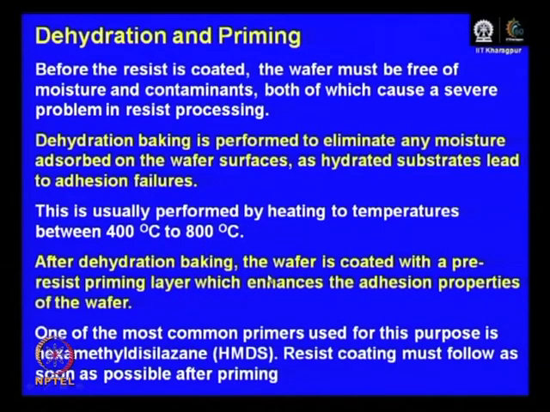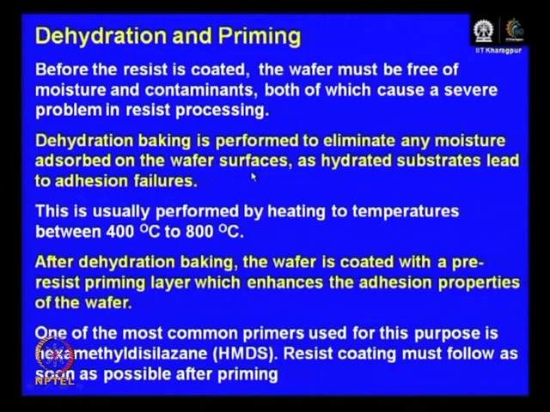After dehydration baking, the wafer is coated with a pre-resist priming layer. This can also be done by spin coating at times. It is not exactly the photoresist, but it is known as a pre-resist priming layer, which, if you remember, enhances the adhesion properties of the wafer. One of the most common primers used for this purpose is hexamethyl disilazane, HMDS. It is more popular by its acronym HMDS. Resist coating must follow as soon as possible after the application of the priming layer.